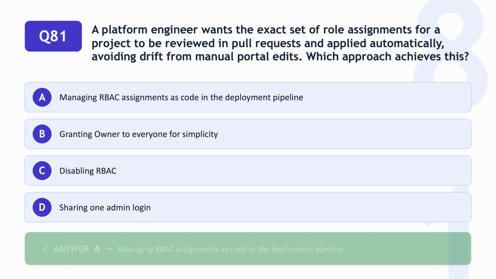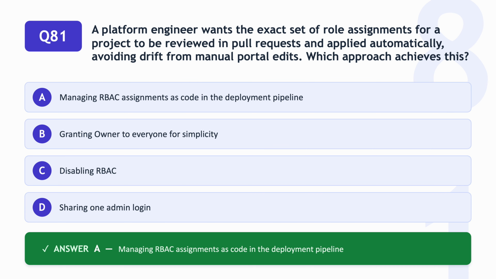Correct answer: A. Managing RBAC assignments as code in the deployment pipeline. Why A is correct? The key clues are: role assignments must be reviewed in pull requests, applied automatically, avoid drift from manual portal edits, maintain exact, repeatable access configuration.